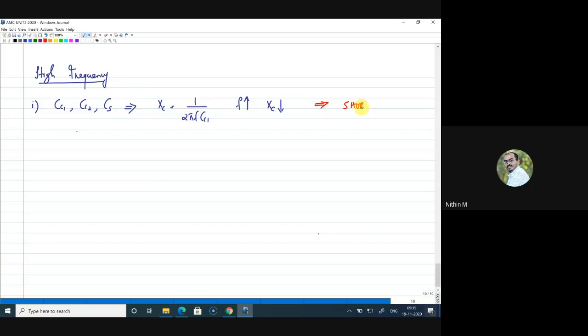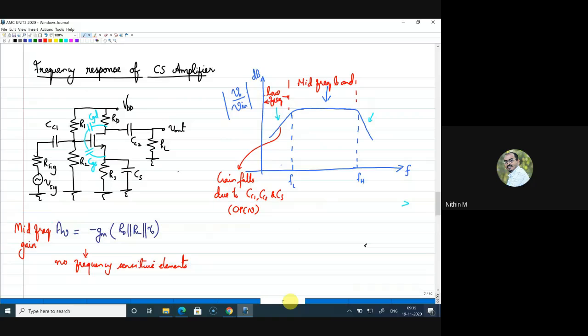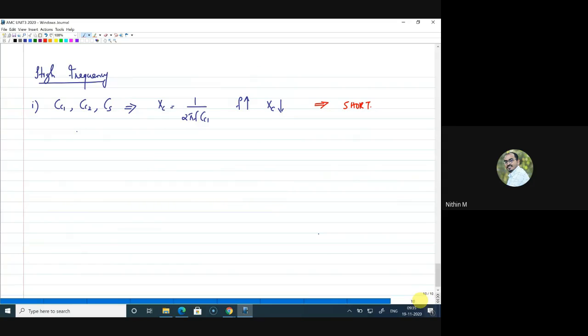Now, can we look back and say what will be the effect of these capacitors at high frequency? They are acting as short. When the coupling capacitors are acting as short, they are not going to affect the high frequency response, because the signal will be directly coupled, even from the output to the load. So there is no variation to the gain because of coupling capacitors at high frequency, because they are acting as short.